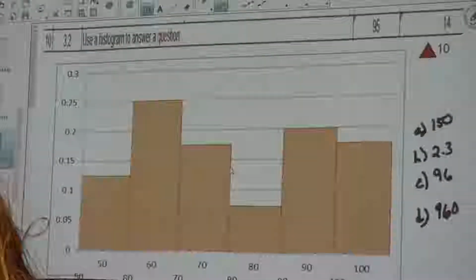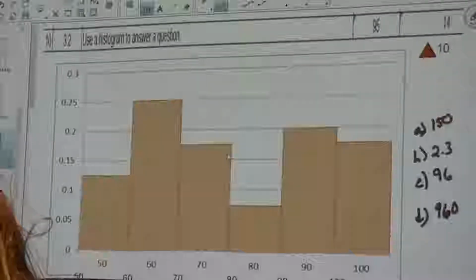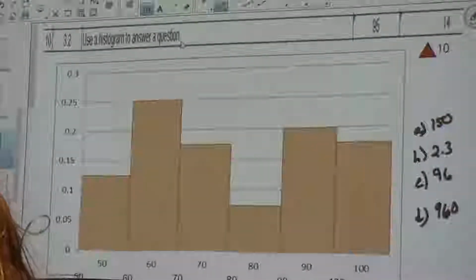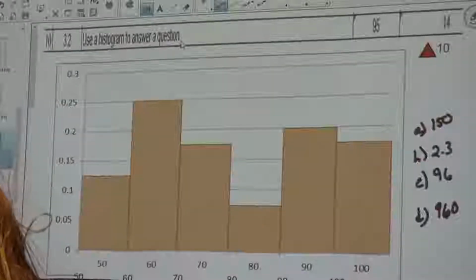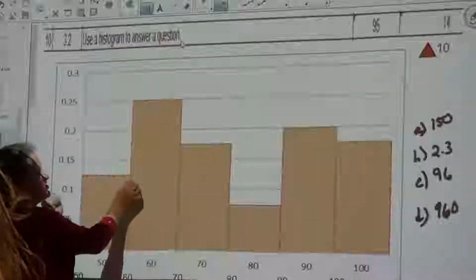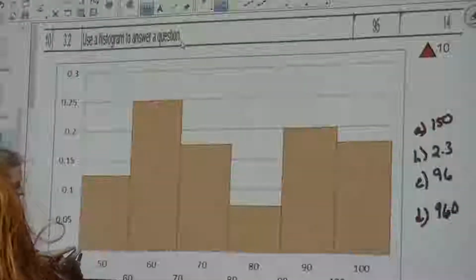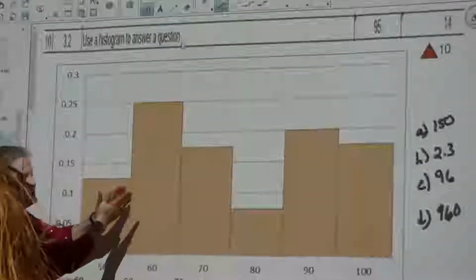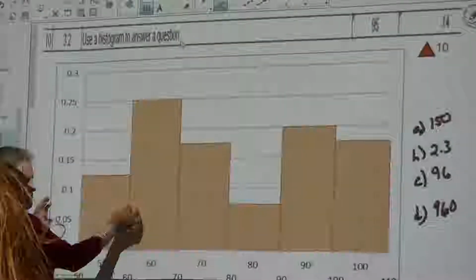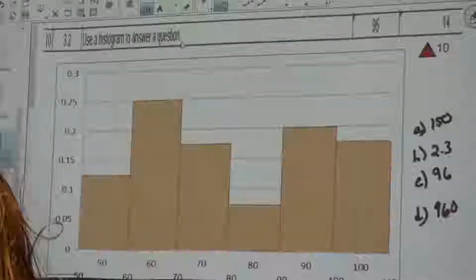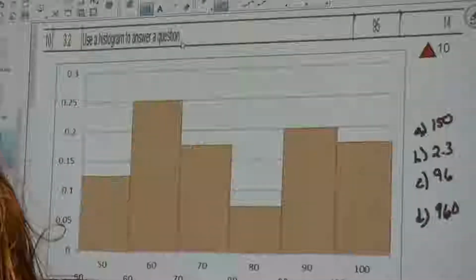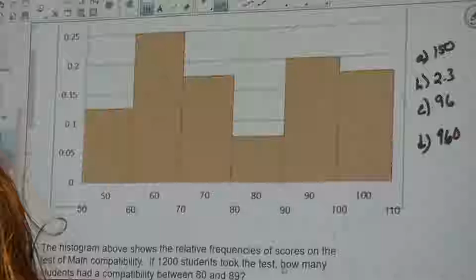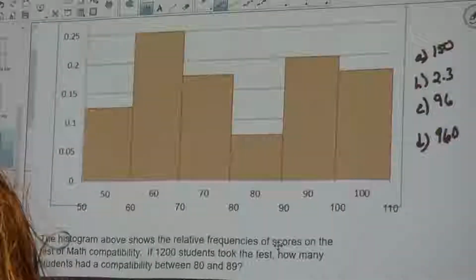Now, this one kicked your booty on the test when y'all took it. Use a histogram to answer a question. Remember that a histogram is when you have bars that touch. So this one went from 50 to 59, which means this one starts at 60. So the reason they touch is because they're back to back on here. Now, I put my answer choices off to the side. These are my answer choices. Some of y'all are going to say, thank the Lord, I can eeny, meeny, miny, moe it.